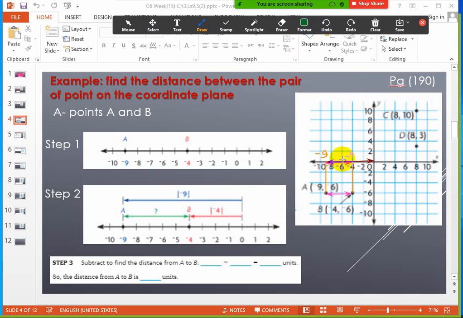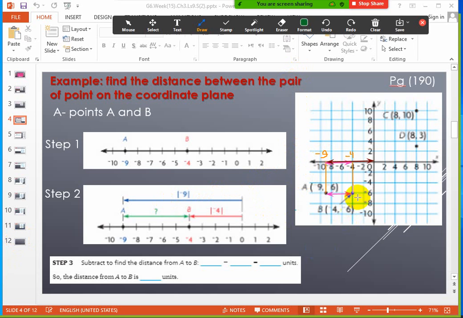So the -9 means I have to move from the 0 on the x-axis to the left side 9 units. So you have to count your 9 units. That means this distance is the absolute value for 9, right? The absolute value for -9, sorry. The absolute value for -9.